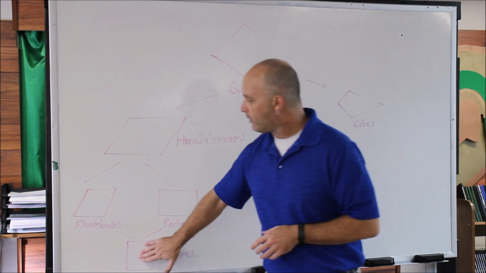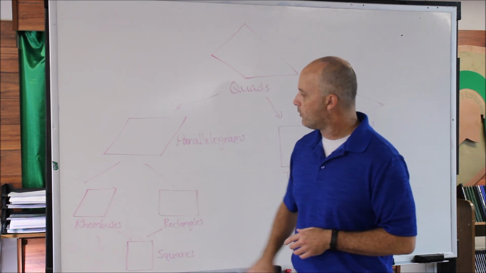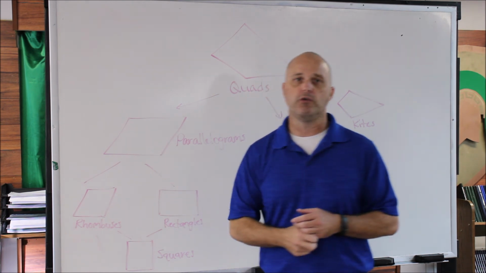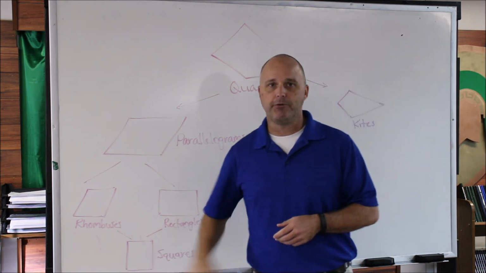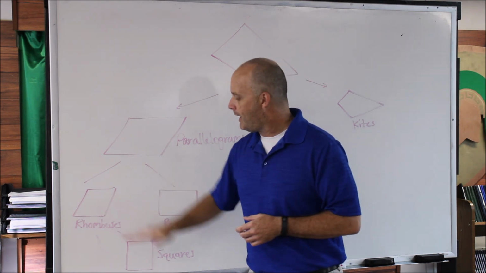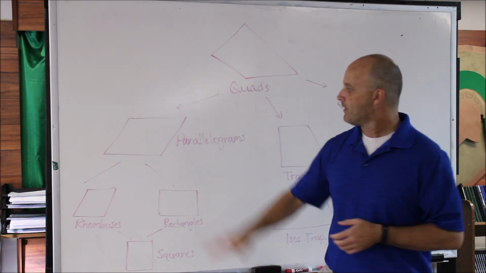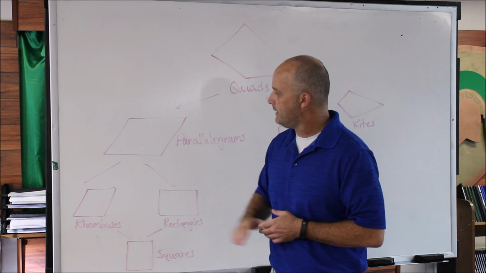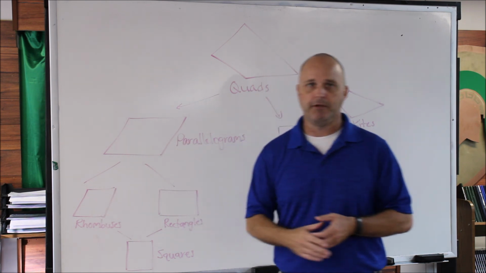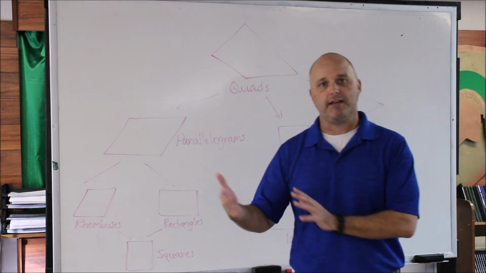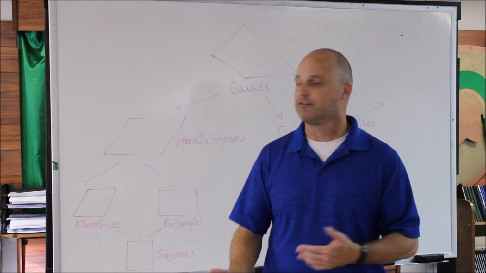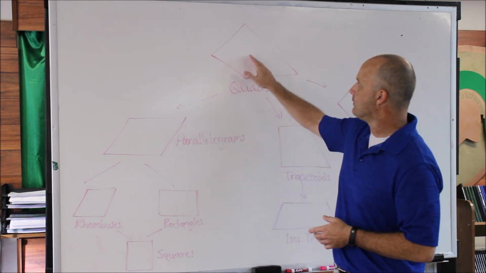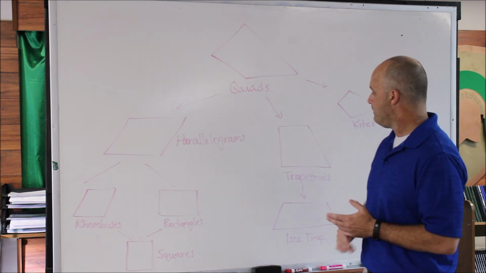Now, a square is always going to be a rhombus and a rectangle, and it's also always going to be a parallelogram and a quadrilateral, but not every rectangle is a square, and not every rhombus is a square. Not every parallelogram is a rectangle, and not every parallelogram is a rhombus. Parallelograms that want to be rhombuses or rectangles have to meet certain conditions. But every parallelogram is a quadrilateral.